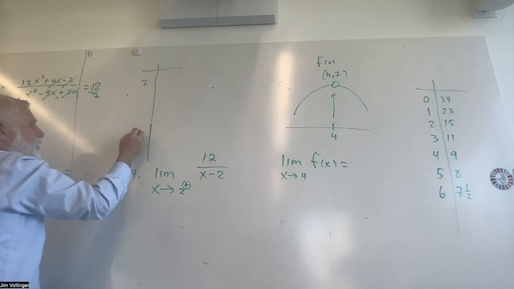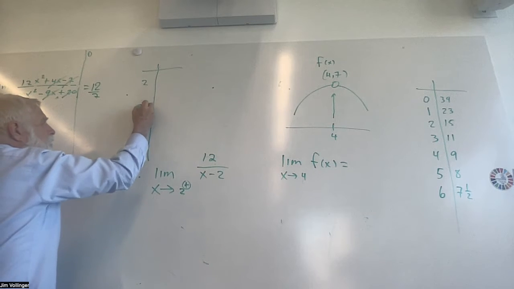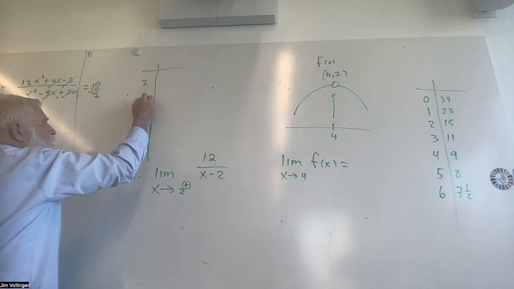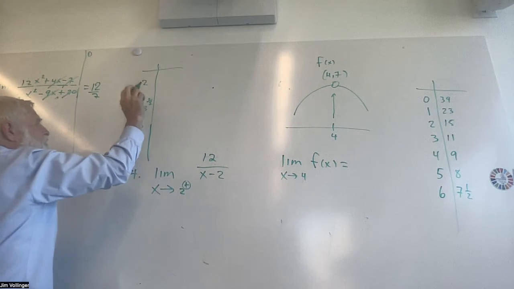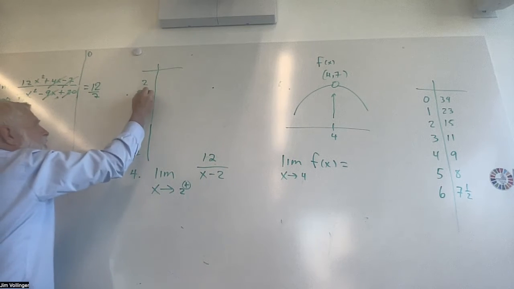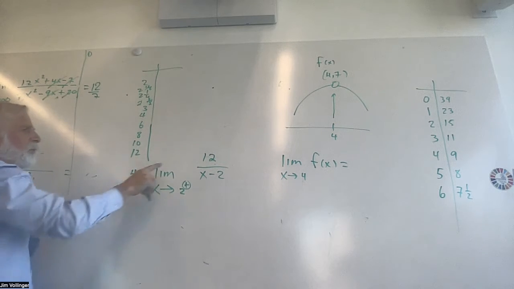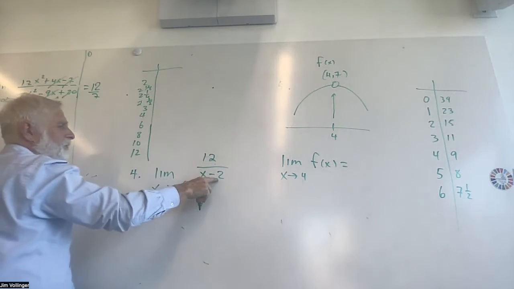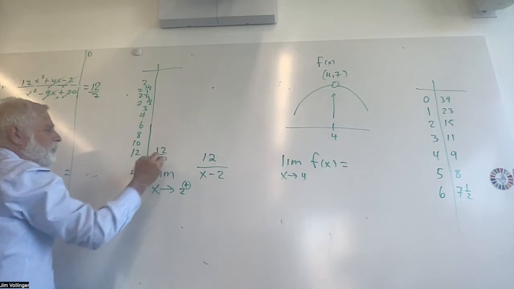12, 10, 8, 6, 4, 3, 2.5. I think I'll say 2 1/2. Mathematicians like fractions. 2 1/4, 2 1/8. Maybe that's enough for us to see. All right, so we put 12 in. 12 minus 2, so 12 tenths.